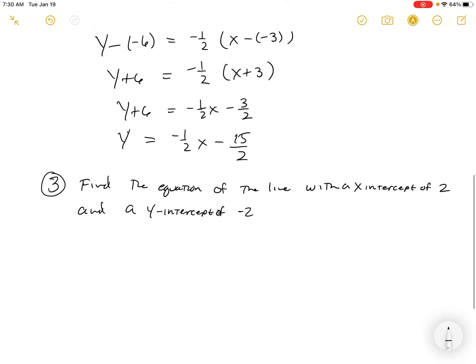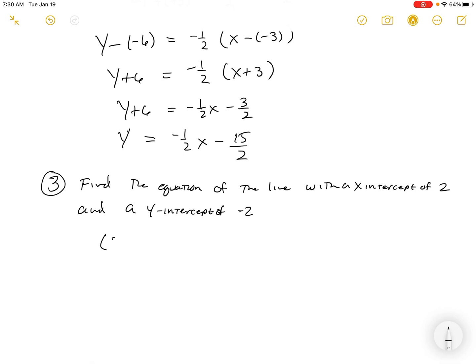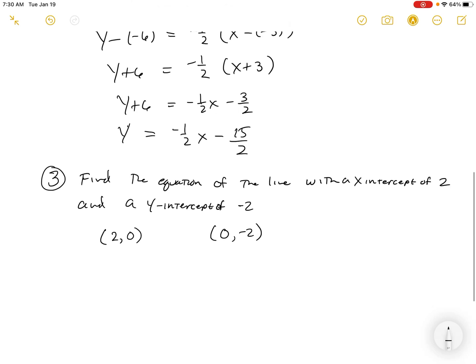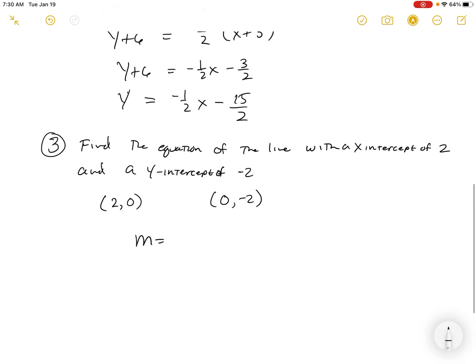We have 2 given points. So the x-intercept is 2. So what are the coordinates of the given point? 2, 0. The y-intercept of negative 2. Oh, that's when x was 0, y was negative 2. You have the same 2 points, so you can get your slope. Slope is change in y over change in x. So negative 2 minus 0, 0 minus 2, making sure to start and end with the same point. That's negative 2 over negative 2 for 1. Your slope's just 1. That's awesome.